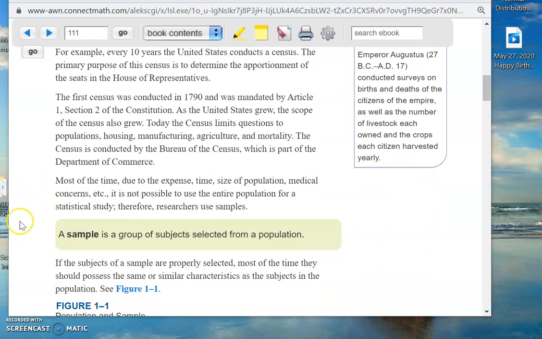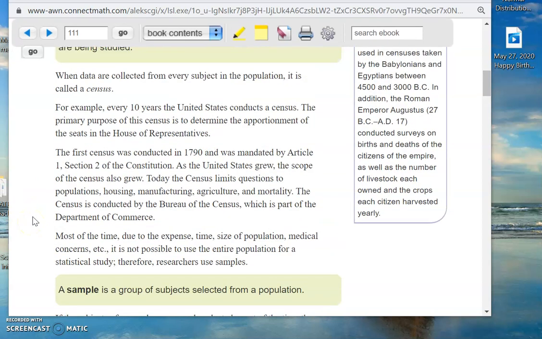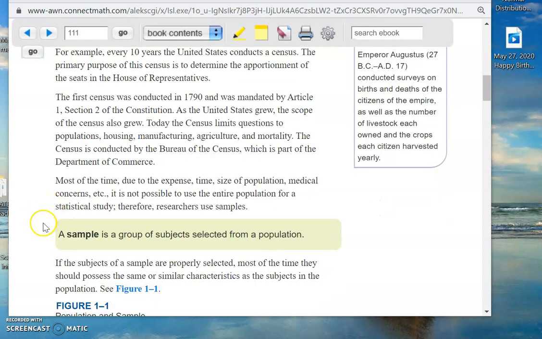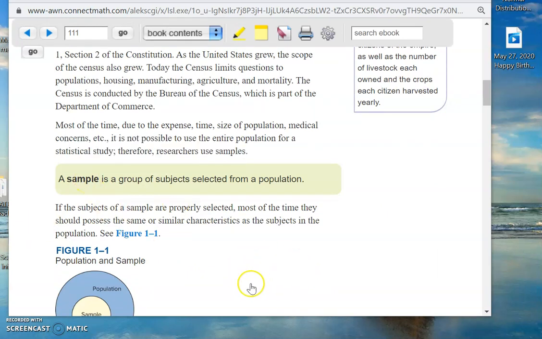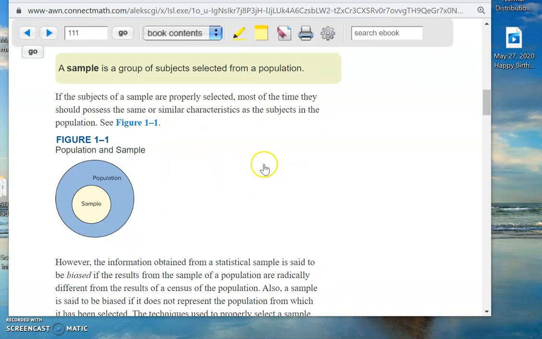And we do that every 10 years. The Constitution says we have to do it every 10 years. Normally it's too hard to do a census because you're talking about such a large group of whatever you're looking at. So what we normally do is take a sample. A sample is a subset of the population. So that's what he's saying right here. A sample is a group of subjects that is selected from a population. That seems reasonably easy to discuss, right? However, it's a lot harder than it looks to get these concepts straight, and we'll see as we go along how it gets to be confusing.